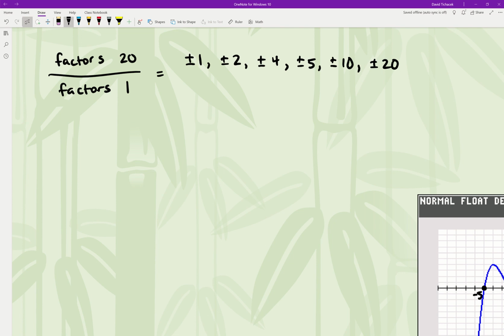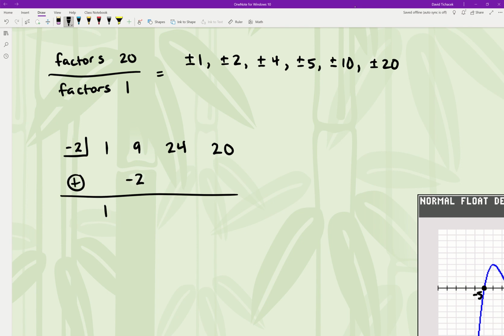So again, just to kind of save some time, since I know that -2 is going to work, I'm just going to demonstrate really quickly that that would be one of the zeros that is going to give you a remainder of 0 here. So just writing out the coefficients and the constant of our original polynomial. Going ahead and doing the synthetic division here really quickly, we would drop the 1, and then multiply, and then add, and then multiply, and then add, and then multiply, and then add. And then, of course, we get that remainder of 0 there.